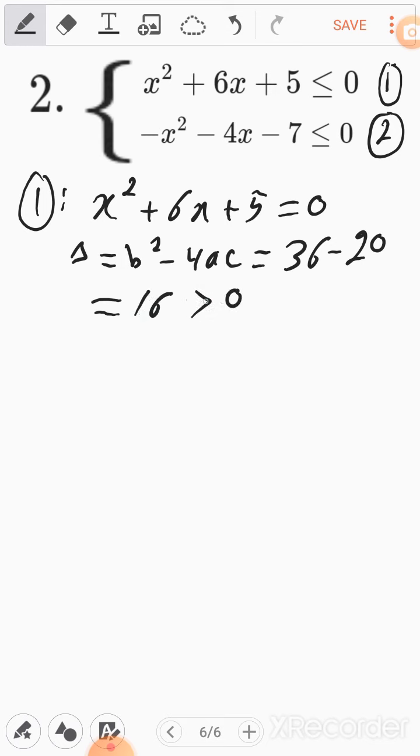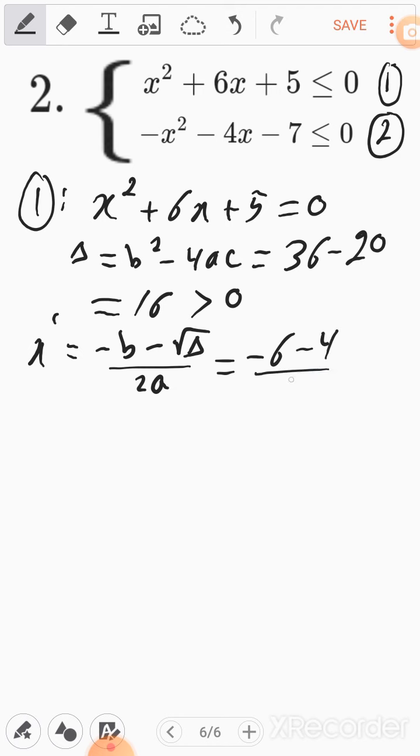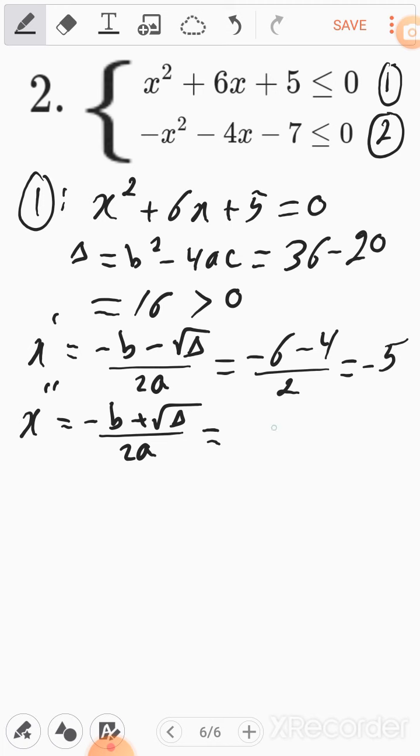It is positive. This equation has two distinct real roots. x prime equals minus b minus radical delta over 2a. Minus b is minus 6, minus radical 16 is 4, over 2a, 2 times 1, 2. So minus 10 over 2 is minus 5. X second is minus b plus radical delta over 2a, equal minus b is minus 6 plus 4 over 2 times 1, which is 2, equal to minus 2 over 2, which is minus 1.